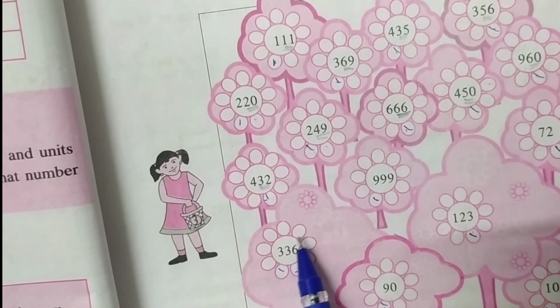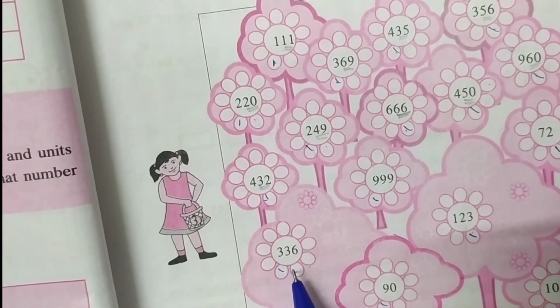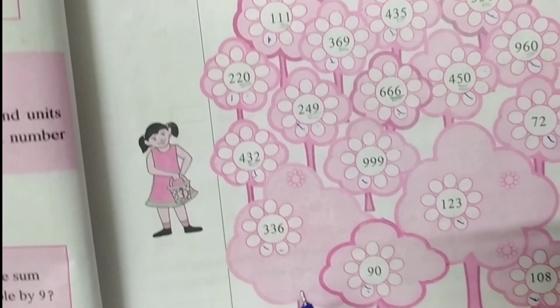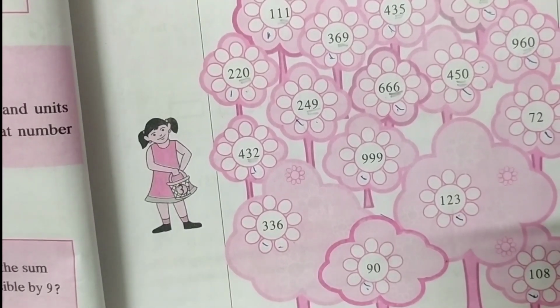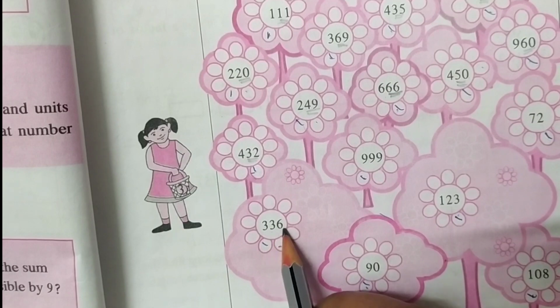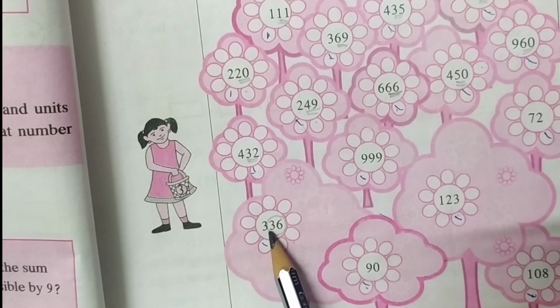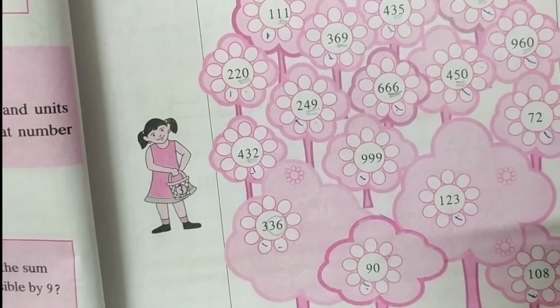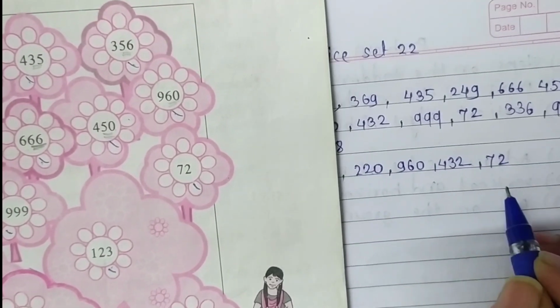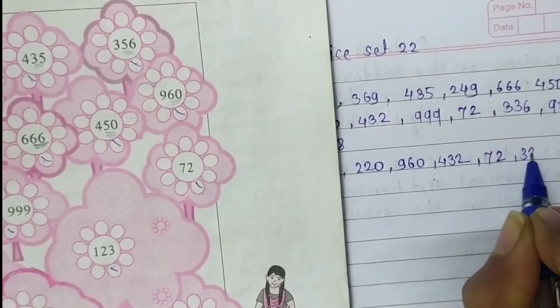Now the next number is 336. Here we find the last two digits are 3 and 6, and the number they form is 36. 36 is divisible by 4, so we can get the flower from the tree which has the number 336. Just write here the number 336.